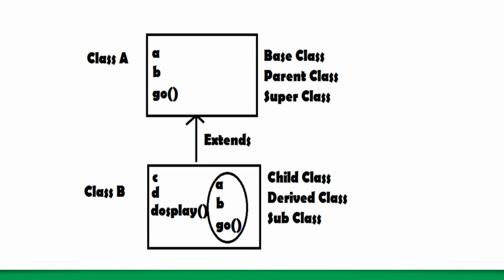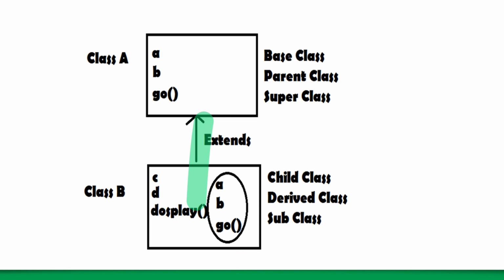Here I have class A and here I have class B. Class A has data members A and B and a function go. Also in class B we have A, B and go, and also C, D and display. Now from where did this A, B and go come? They came because class B is extending class A.